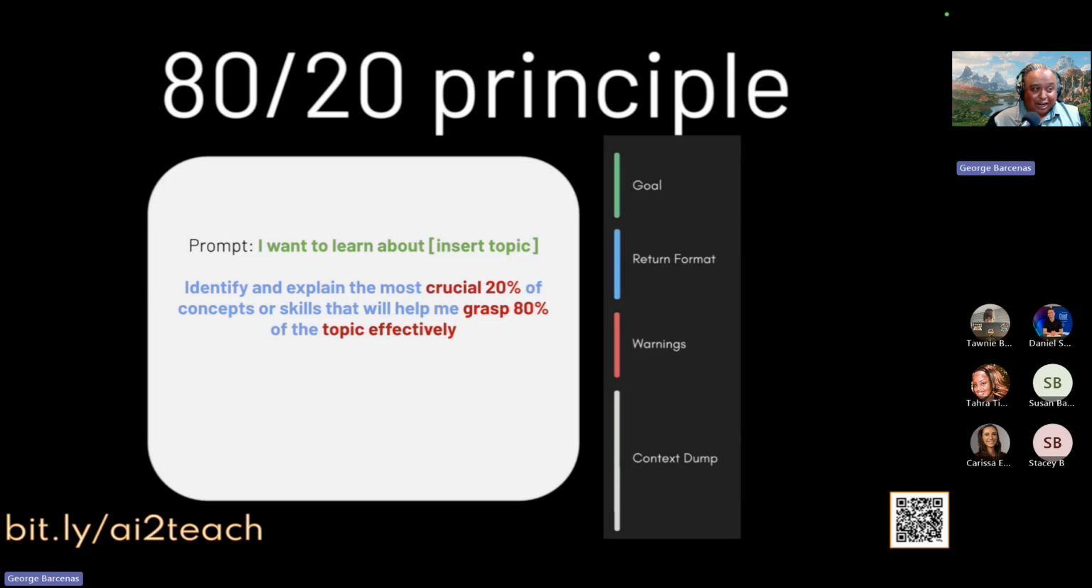I want to learn about, and again, I'm going to focus on where I think you can get started right away. I want to focus on learning how to use AI in the classroom. Identify and explain the most crucial 20%. What is the gist of it? What is the thing you really need me to talk about and teach me that I don't need to sit down through an hour presentation, that I can get in 20%? And because it'll help me grasp 80% of the topic effectively. We cannot master everything, but the 80-20 principle will allow us to focus on the essentials. It will allow us to focus on how we can be better.